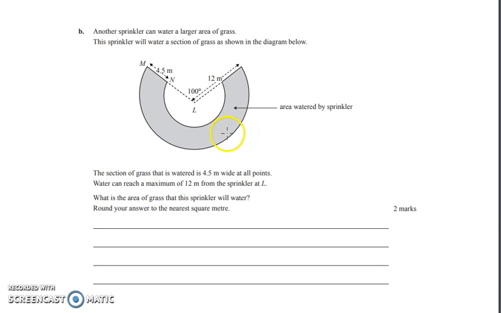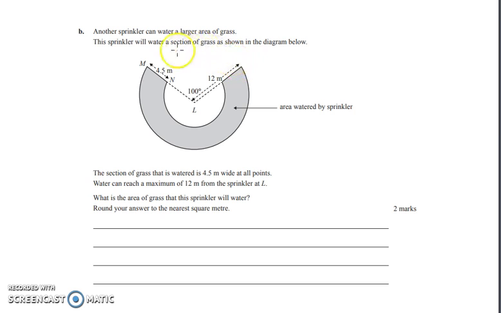The section of grass watered is 4.5 metres wide at all points. Water can reach a maximum of 12 metres from the sprinkler at L. What is the area of grass that this sprinkler will water? Round your answer to the nearest square metre. This is a 2-mark question, and there are 2 ways that it can be done.